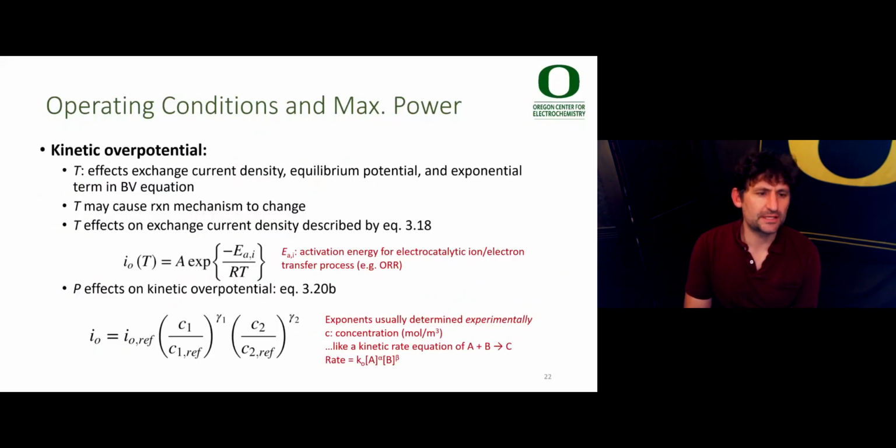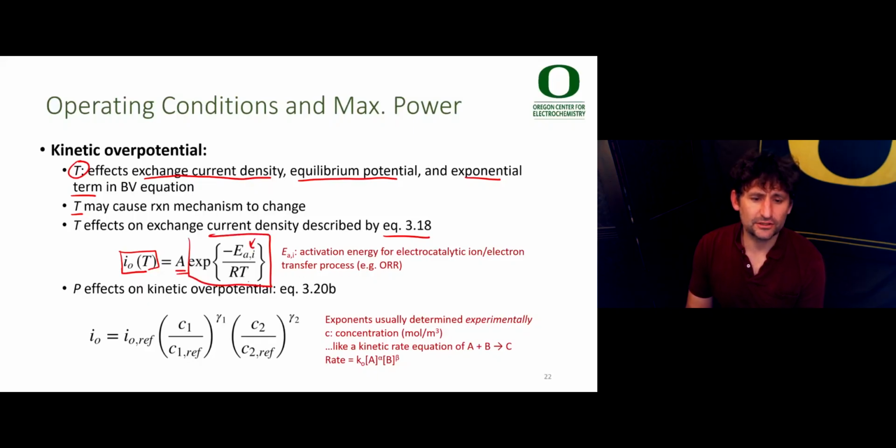For the kinetic overpotential, temperature affects the exchange current density, the equilibrium potential, and the exponential term in the Butler-Volmer equation. Temperature might also cause the reaction mechanism to change. The temperature effects on the exchange current density, I naught, are given by equation 3.18 in Fuller and Harb, and also shown in Bard and Faulkner, the text we used earlier in this series of courses. Typically, the exchange current density is given by a prefactor times this exponential term, the activation energy over RT. As temperature increases, this exponential term gets larger.